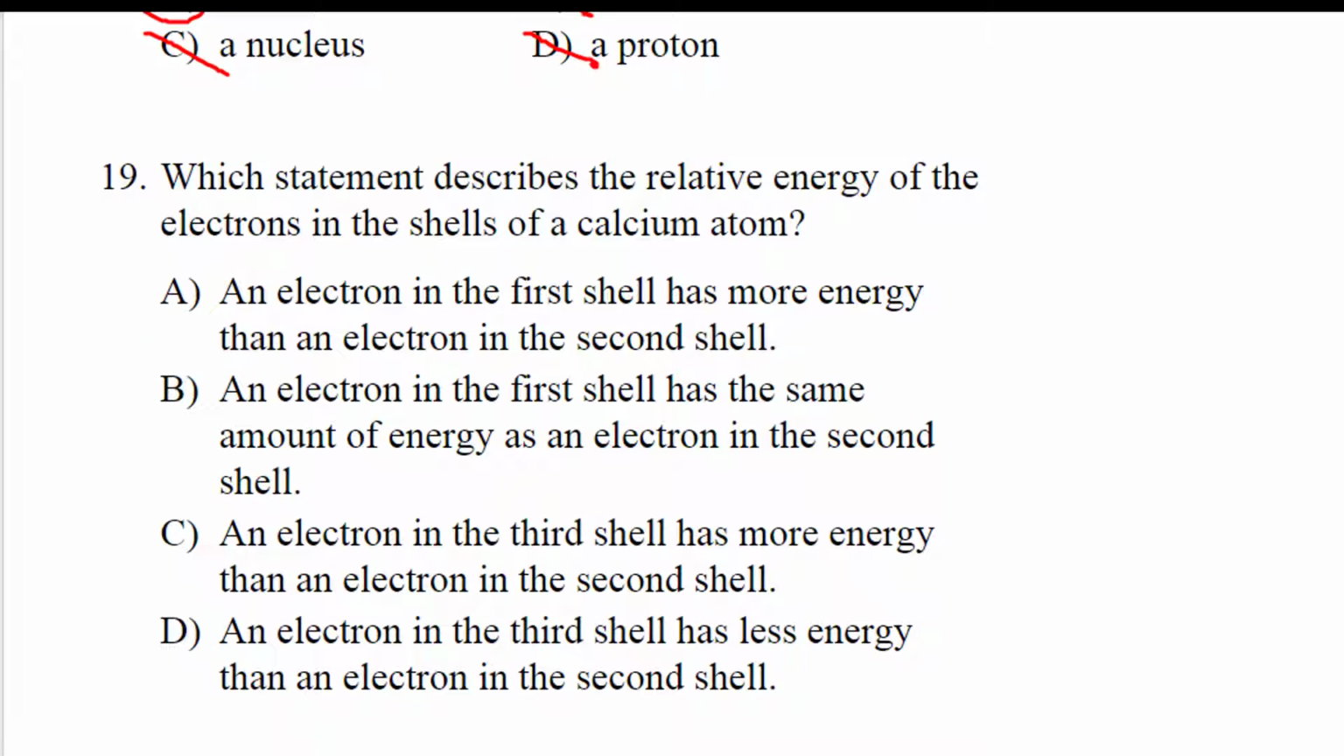Let's go to question 19. Which statement describes the relative energy of the electrons in the shells of a calcium atom? A, an electron in the first shell has more energy than an electron in the second shell. B, an electron in the first shell has the same amount of energy as an electron in the second shell. C, an electron in the third shell has more energy than an electron in the second shell. Or D, an electron in the third shell has less energy than an electron in the second shell. Whew, that's a lot of combinations.